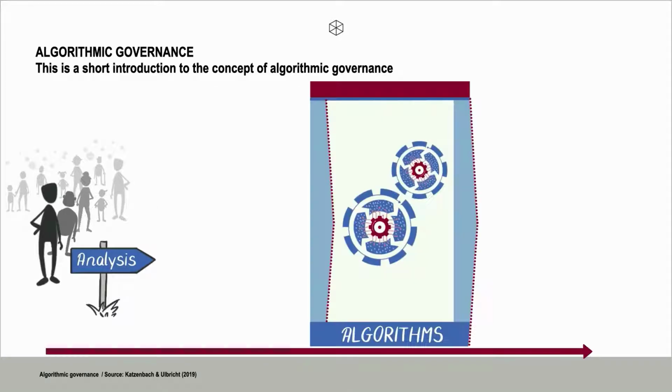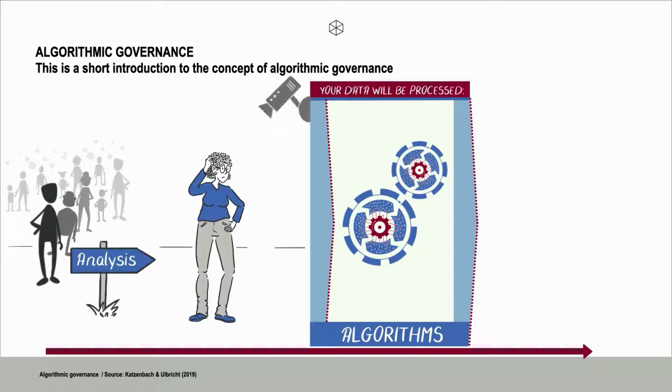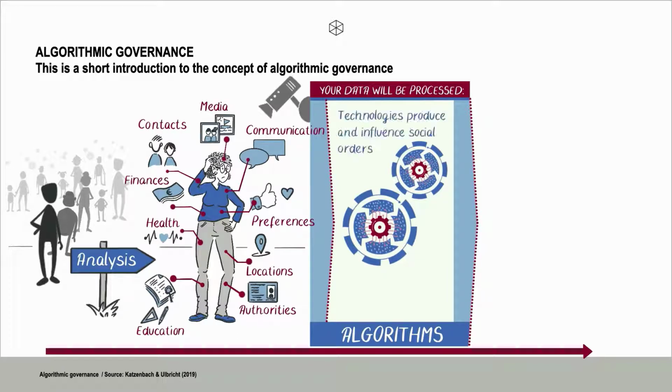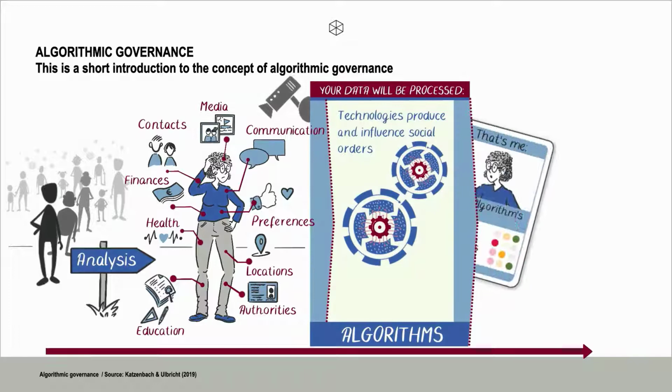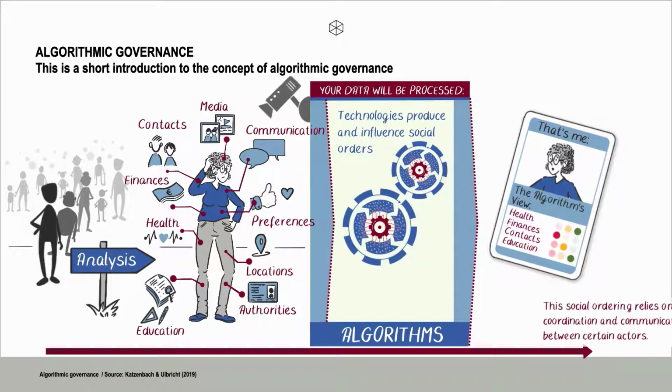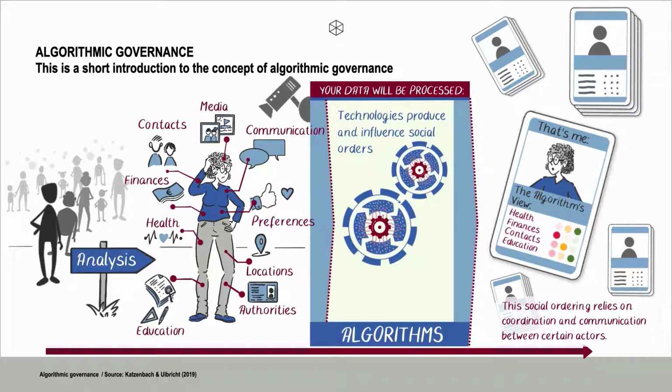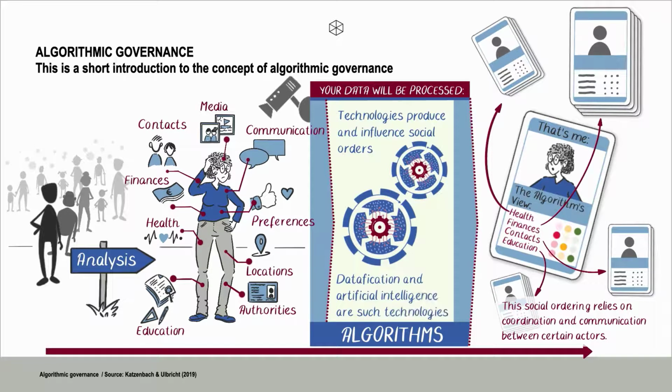Algorithmic governance is an abstract concept, which states that digital technologies produce and influence social order. This social ordering relies on coordination and communication between certain actors. The discussion of algorithmic governance is closely related and overlapping with datafication and artificial intelligence, as these are the digital technologies which affect the social order.